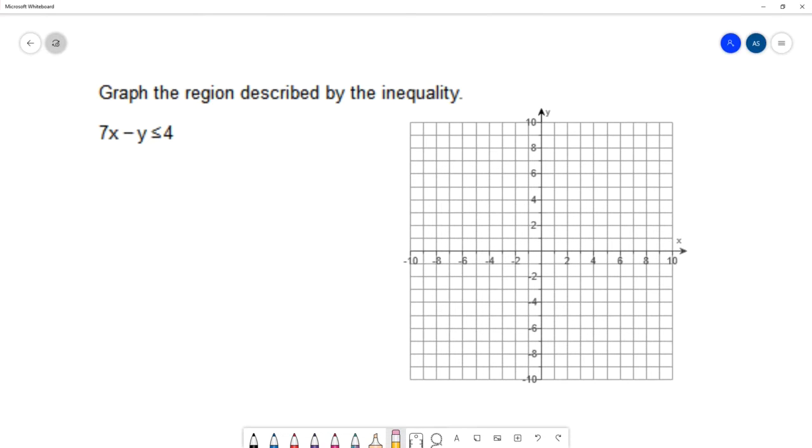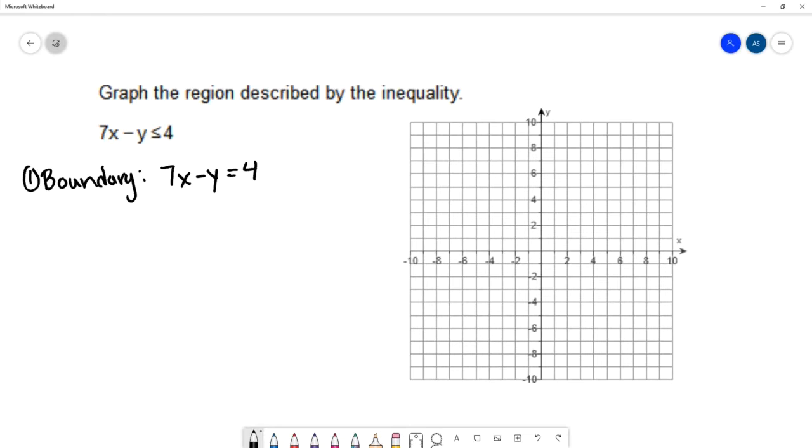Now when we graph an inequality like this, there are two parts to it, the boundary and the shading. So we're going to start with the boundary. Now the boundary is going to be a line, and you're going to change the inequality symbol to an equal symbol. You have 7x minus y equals 4.